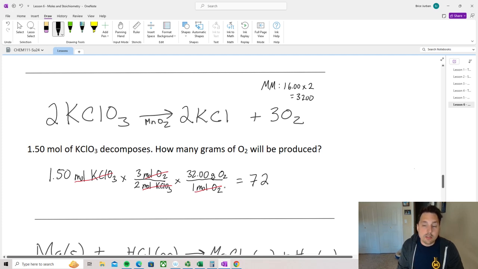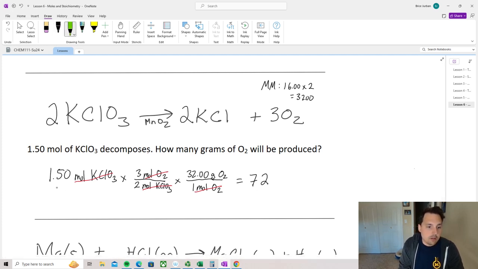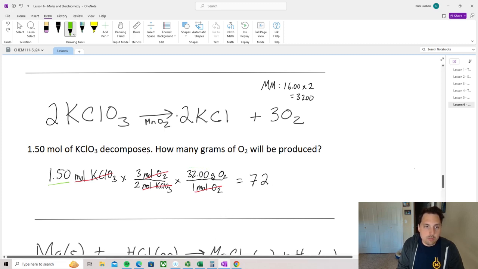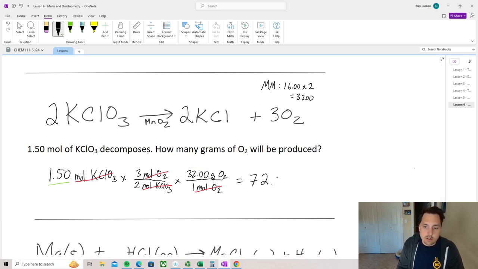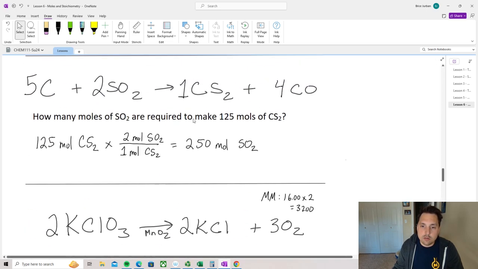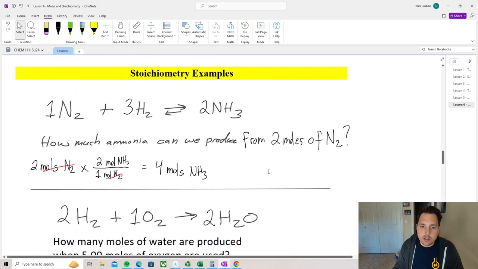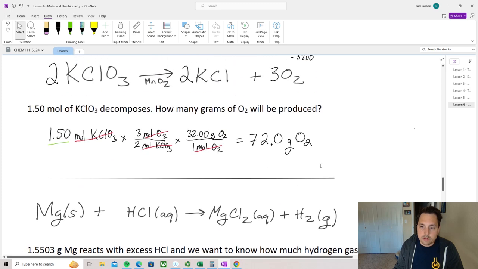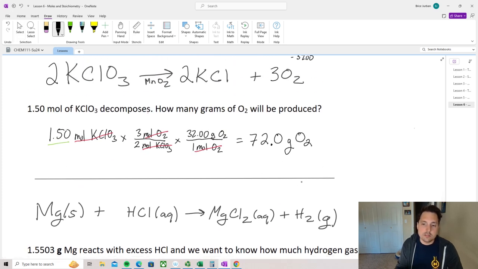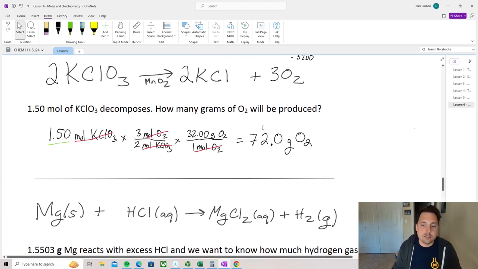We actually have 3 sig figs we need to worry about. We have 1, 2, 3 here. We have 4 sig figs there. But let's go ahead and add our 3rd sig fig, 72.0 grams. And we want to always include the substance, so grams of O2. I have been doing that. So you always want to include the substance in your answer.